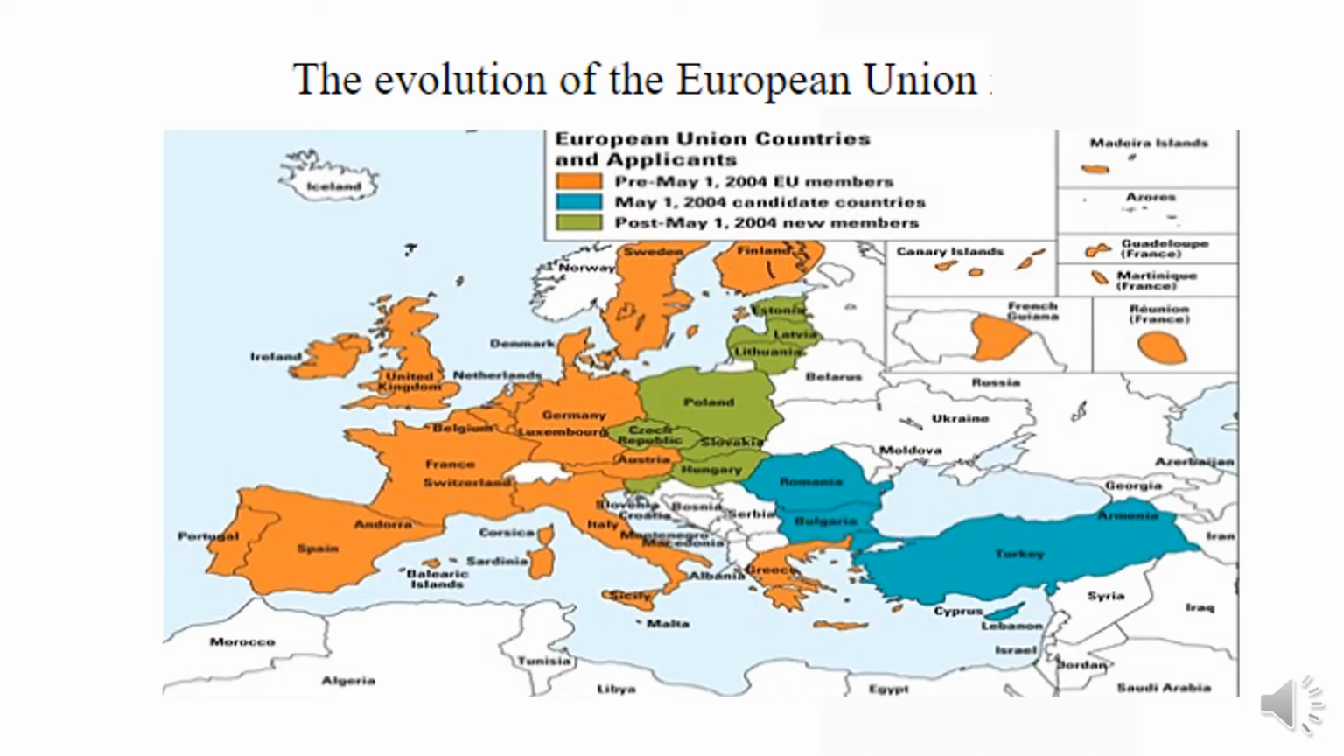Here is a picture of the European Union's evolution from early on to 2004. The number of EU members changed, with some in and some out among the European nations.